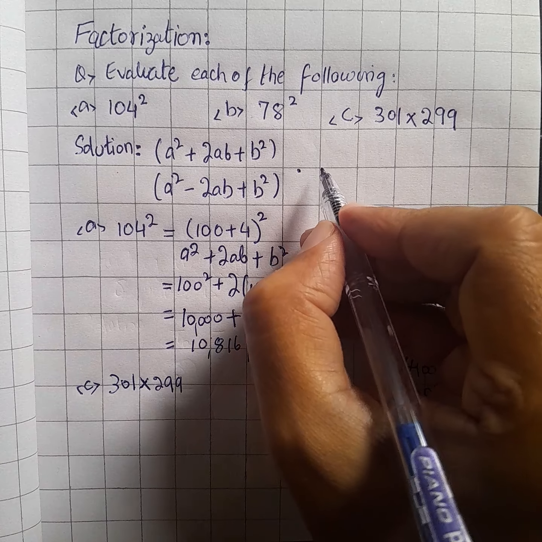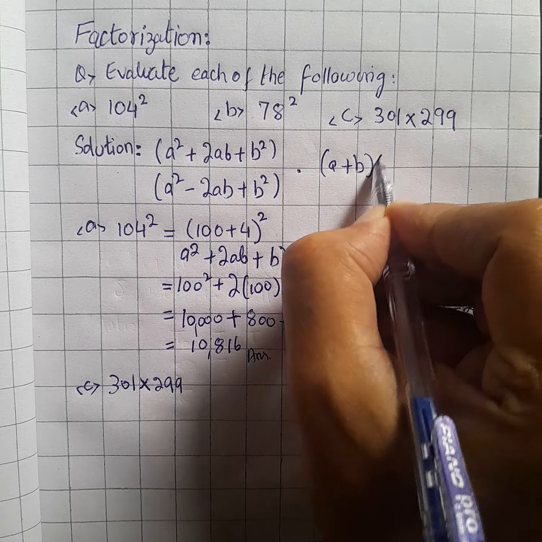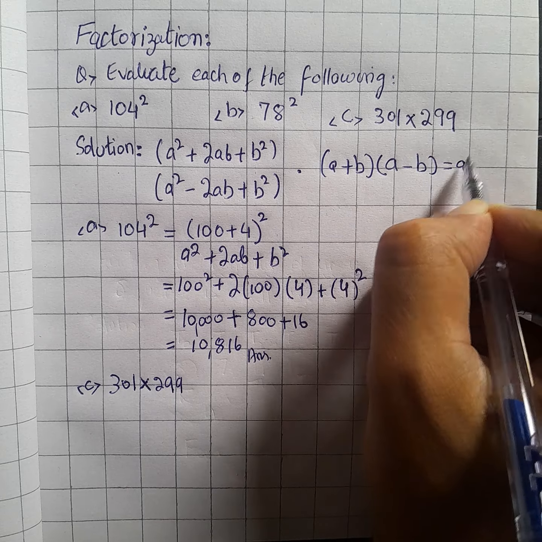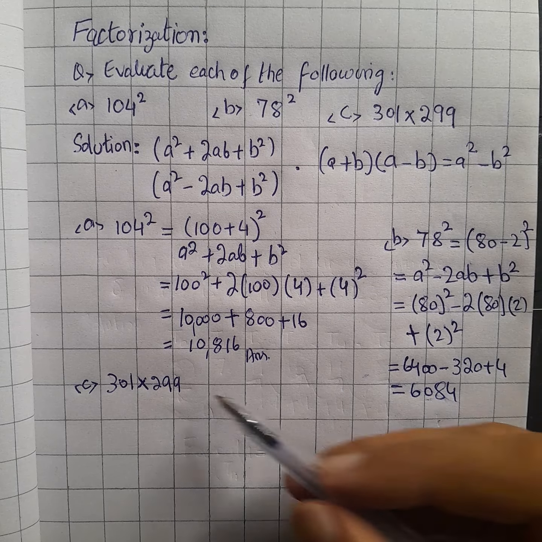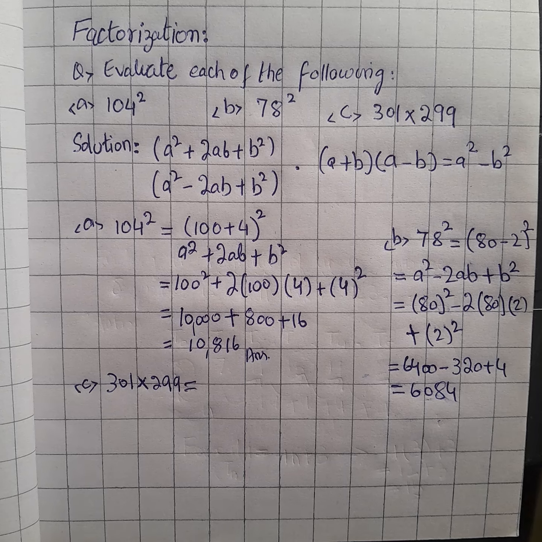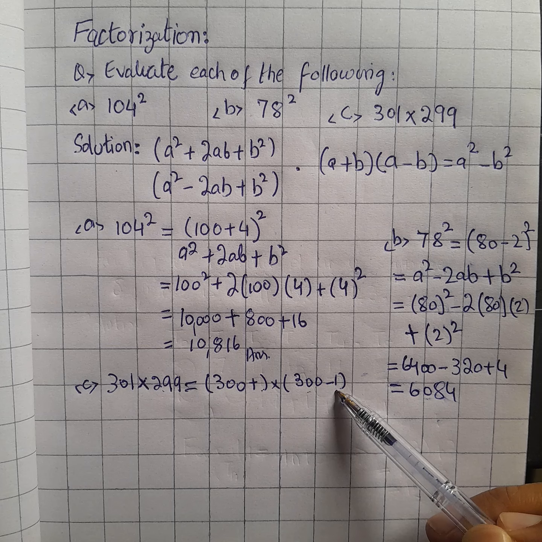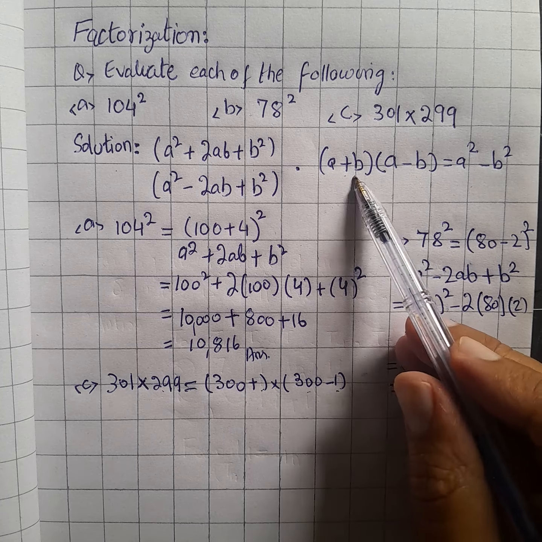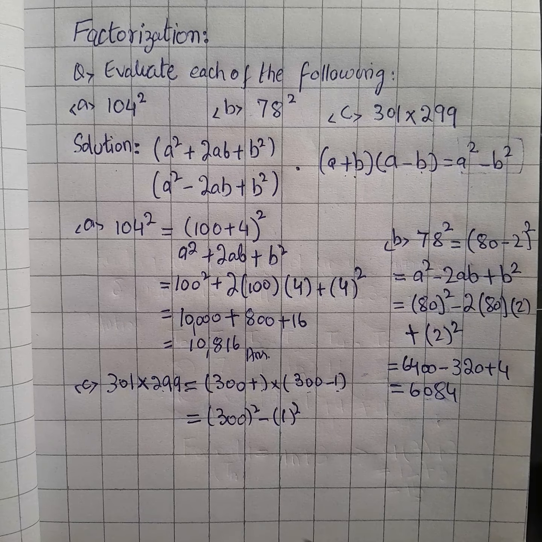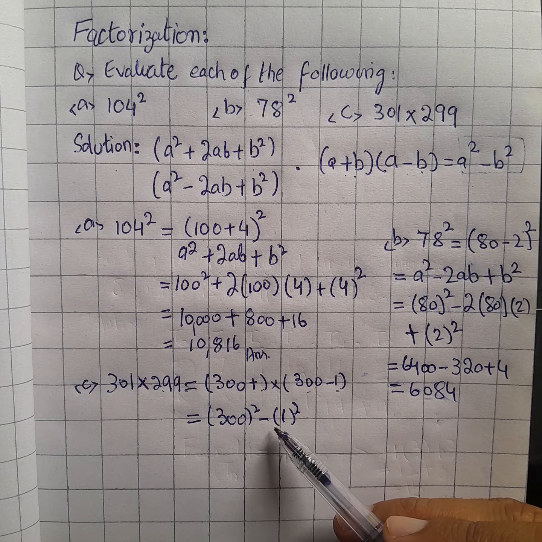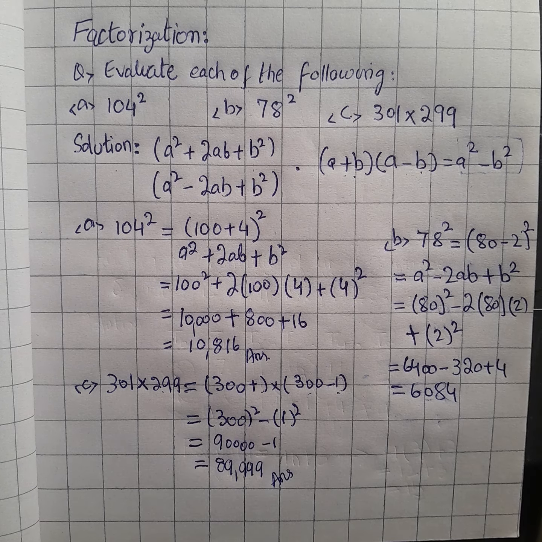If you remember, we also discussed another formula for factorization questions, and that was a plus b multiplied by a minus b is equal to a square minus b square. So this formula will be used to solve part C of the question. We can write 301 as 300 plus 1, and similarly 299 as 300 minus 1. So we have the form a plus b and a minus b. Then we have to convert it as a square minus b square. So a square is 300 to the power 2, and minus 1 to the power 2 is your b square. Now solving this, you get the answer. So the answer is 89999.